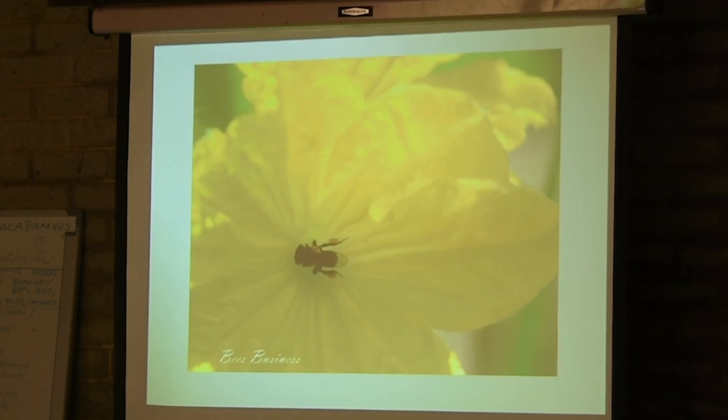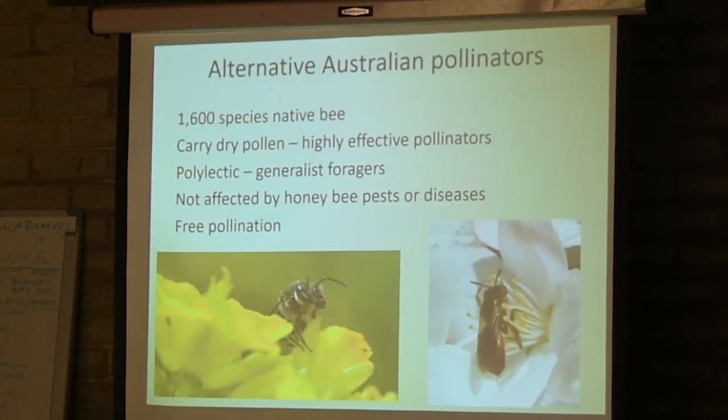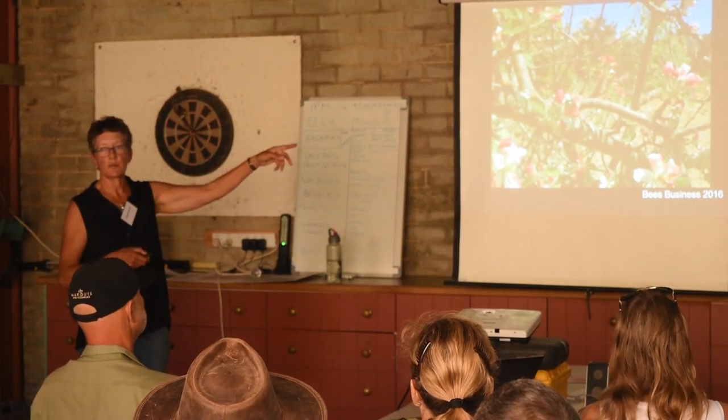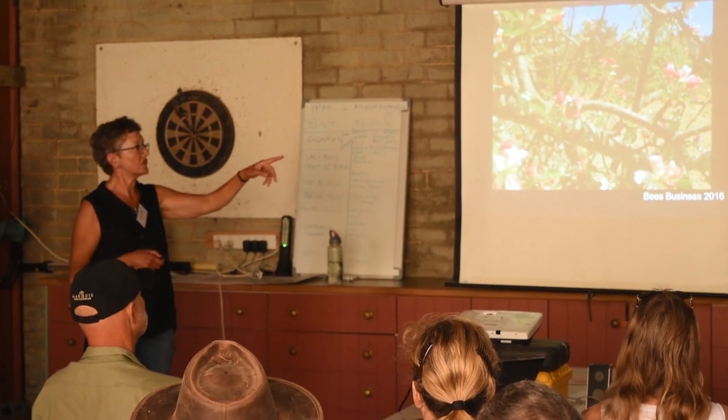They'll visit cucurbits. I'm going to go through this. Then we've got our other alternative pollinators. We've got our solitary bees. This is a carpenter bee, and this is a cool climate, Hampton, which is cold. A stingless bee would not forage in these sort of conditions, it's too cold.